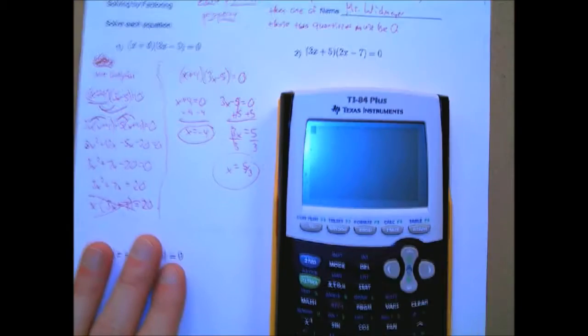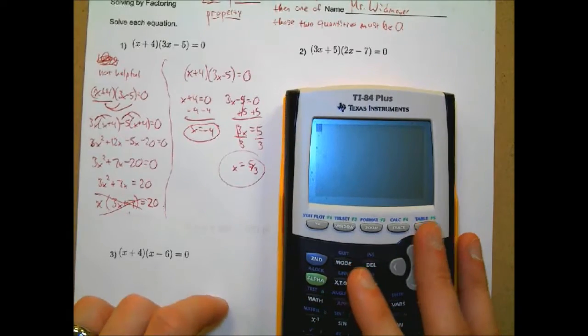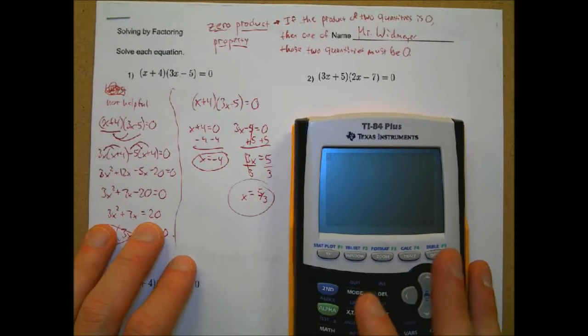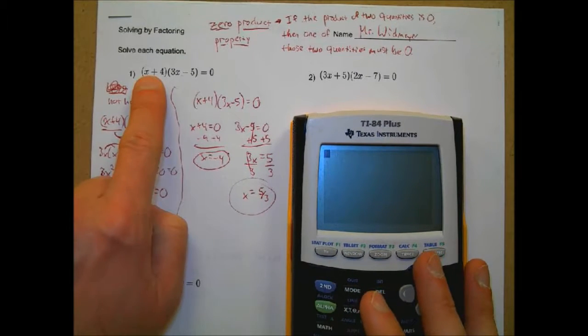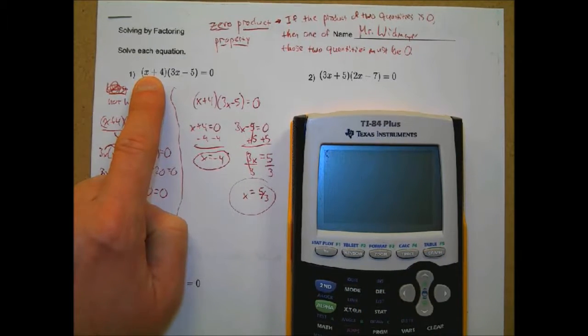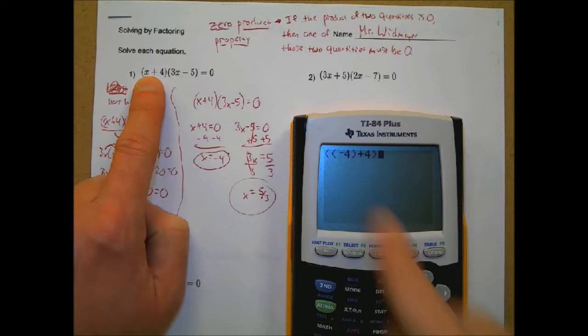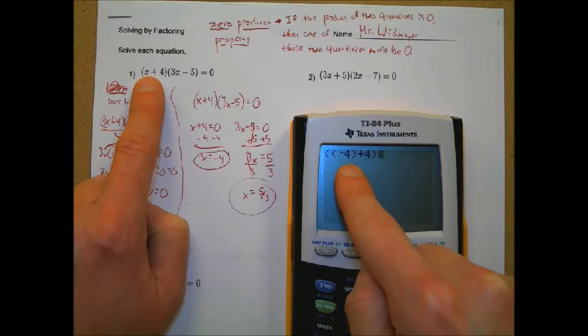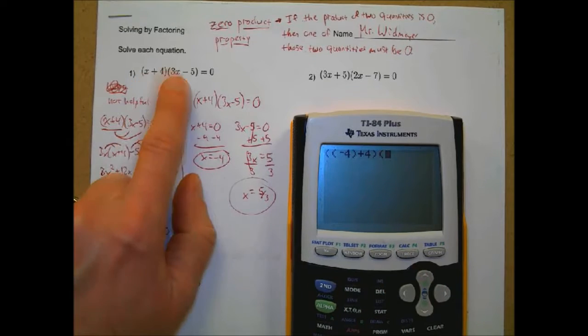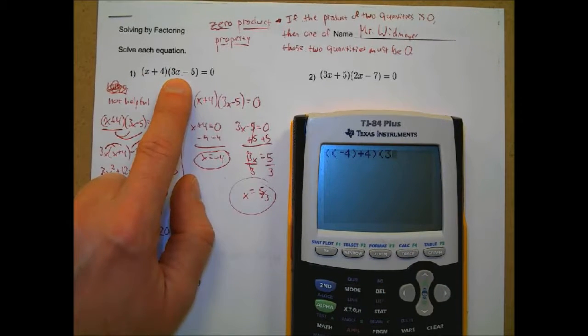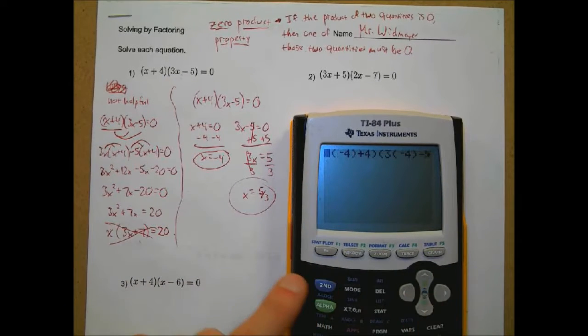Let me just show you. Right, so let's plug it in here. So I'm going to use some parentheses. Parentheses, -4. Okay? So you see I plug -4 in for x, parentheses, and then we'll plug -4 in here for this x. So 3 parentheses -4 minus 5. Okay? So you see it there, and it gives me 0.